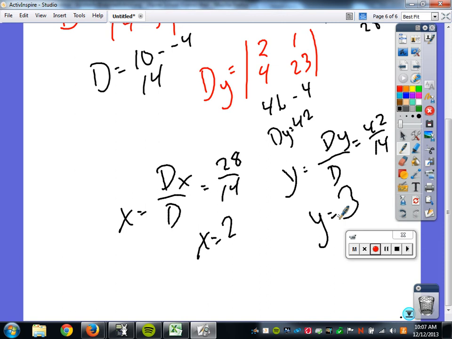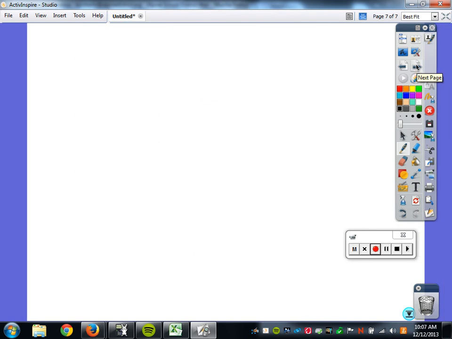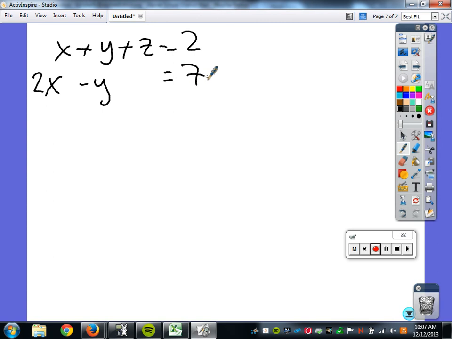Okay, so now obviously we have a 3 by 3. I don't know what the answer to this is. Let's make it up. So we got x plus y plus z equals 2. And then maybe I have 2x minus y equals 7. These might come out nasty fractions, but it is what it is. And then we'll say 8x plus 5z equals negative 3.